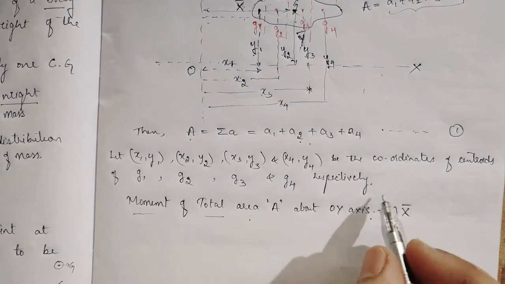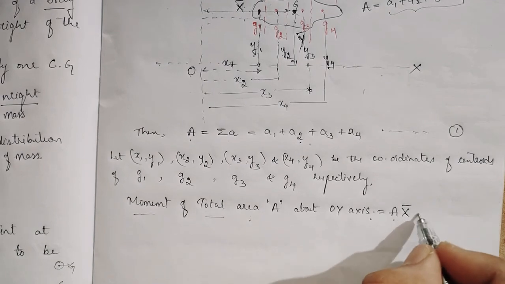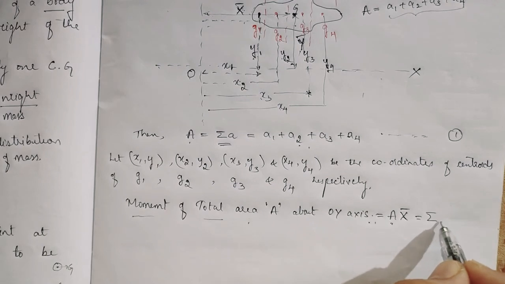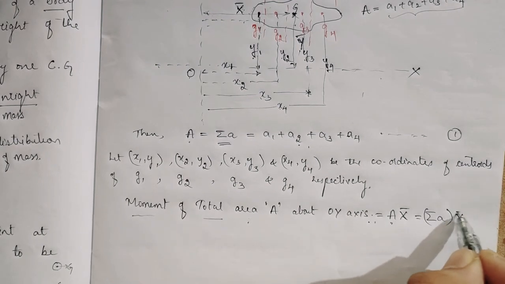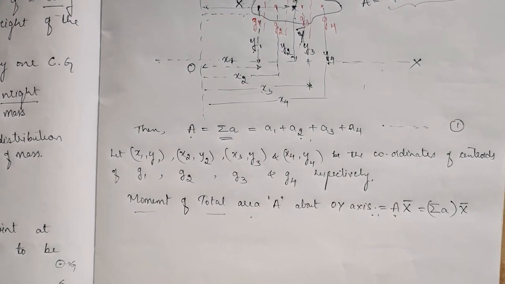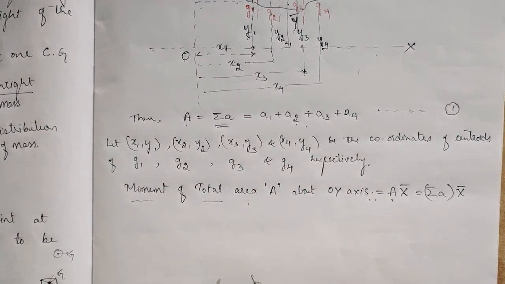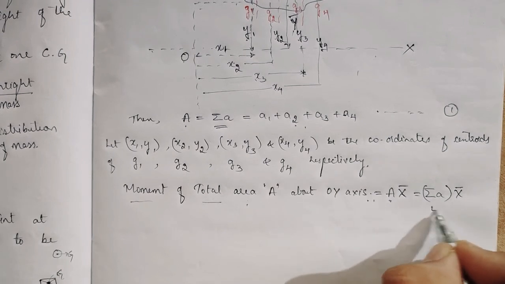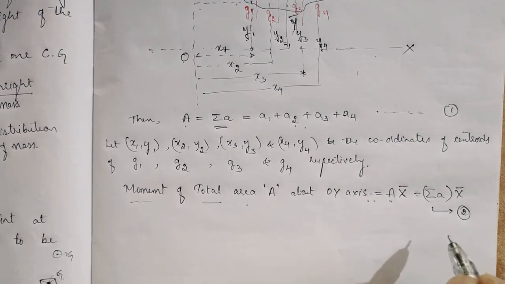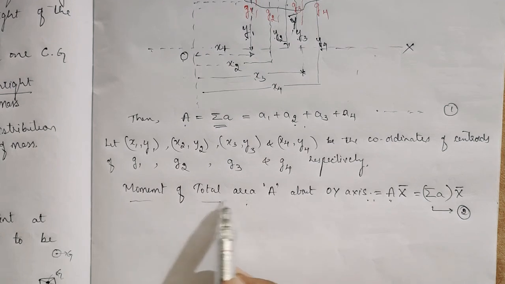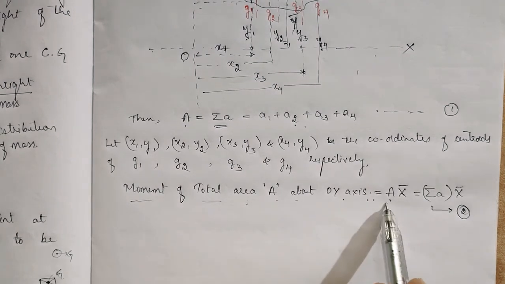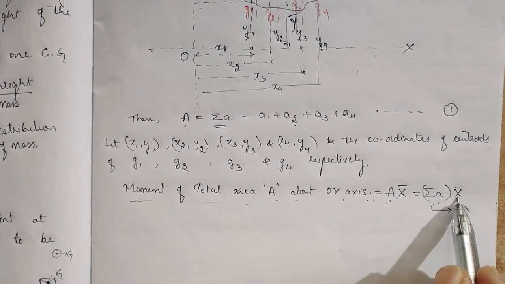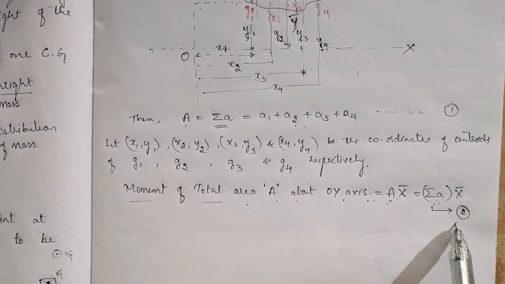This area I can also write as summation of A into x bar, correct? I will take this as equation number 2. So I took the moment of the total area about the OY axis, A into x bar, equal to summation of A into x bar, and I took it as the second equation.